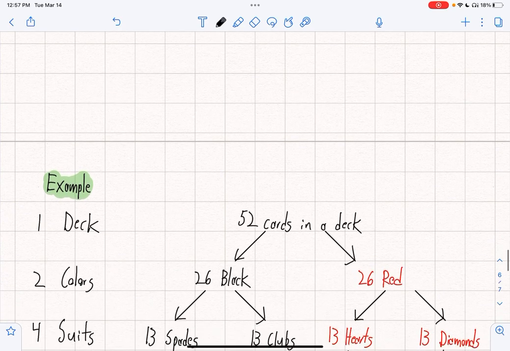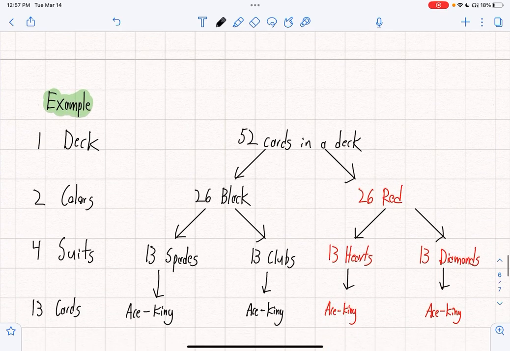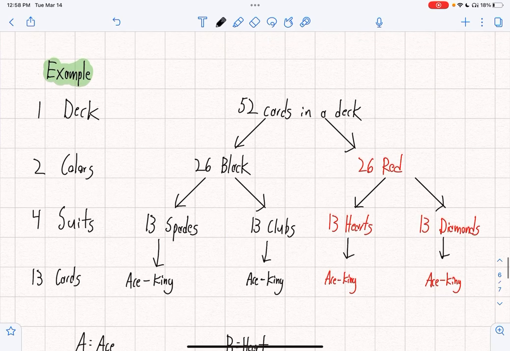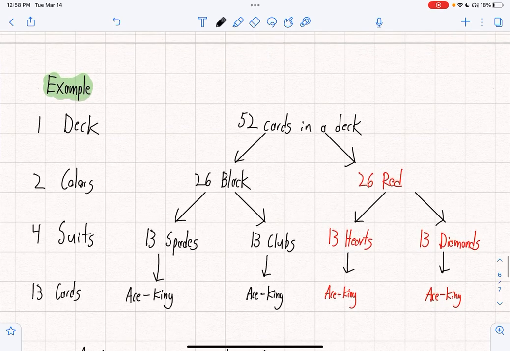Okay, now let's work with, say, a deck of cards. So I have this little flow chart. It's really just for those of us who aren't particularly comfortable with a deck of cards, but a deck of cards has 52 cards in the deck. And there are two colors. There are red and there are black. And they're evenly split. So there are 26 black and there are 26 red.